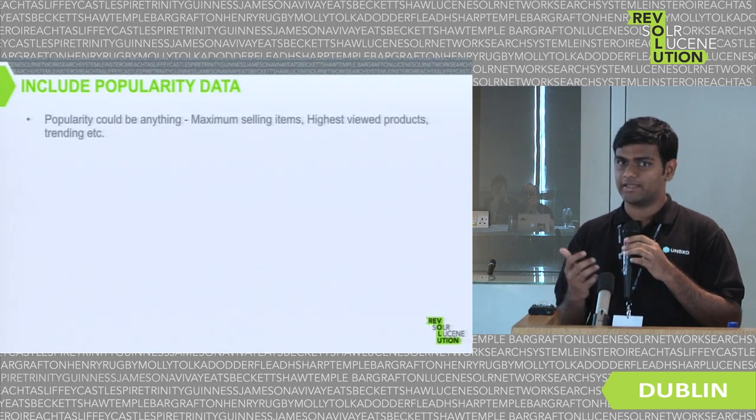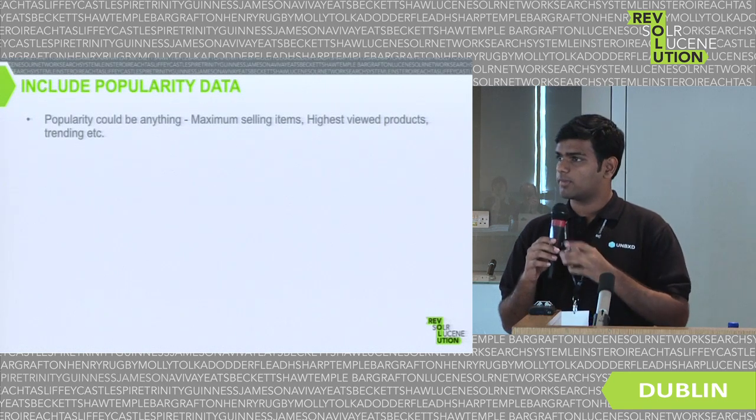So let's include popularity data as a start. Popularity for you could be anything: maximum selling items, highest viewed products, trending, or you could probably use all these fields and combine them into one.